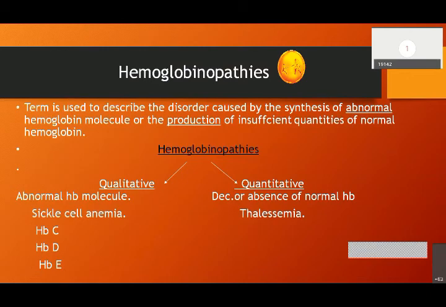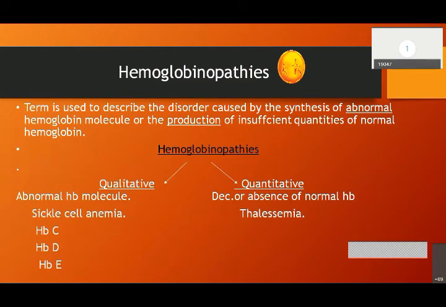It is a genetic disorder, and hemoglobinopathies is a term used to describe the disorder which is either caused by the synthesis of an abnormal hemoglobin molecule or the production of an insufficient quantity of normal hemoglobin. It is broadly classified under two categories, qualitative and quantitative.